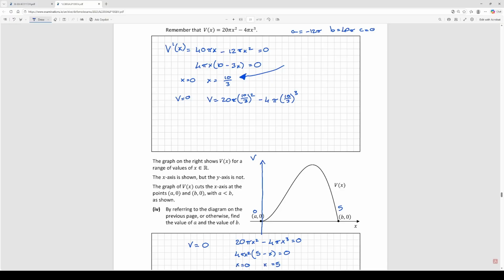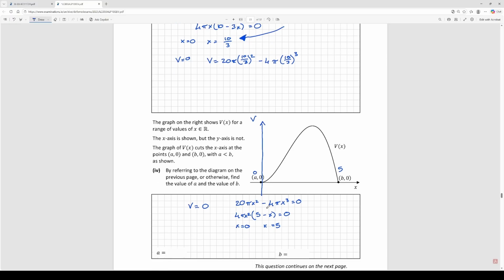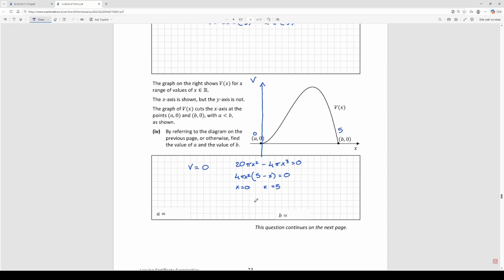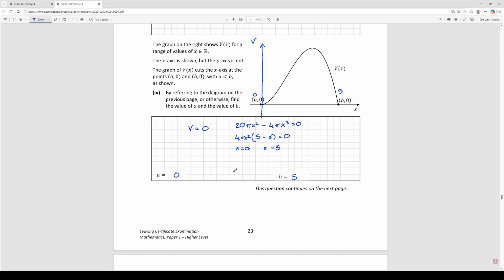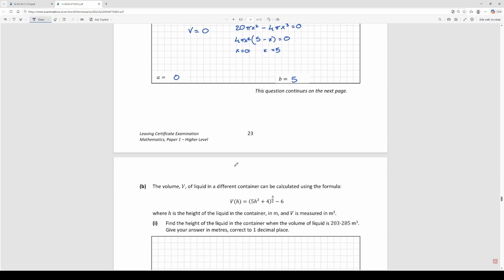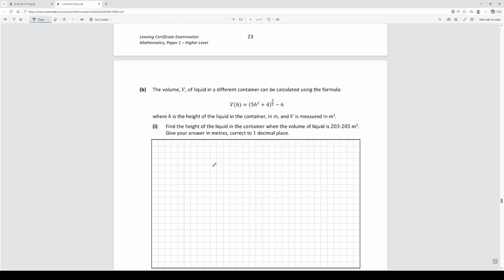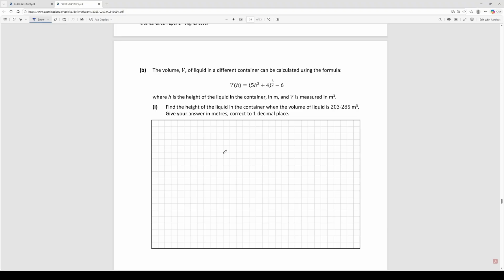Okay. So you could have used maths like I just did here, or you could have used the diagram beforehand. And the diagram is just that, obviously if you make x too big, you'll run out of metal or whatever it was. Volume for a different container can be calculated using this formula, where h is the height of the liquid in the container in meters and v is measured in meters cubed. Find the height of the liquid of the container when the volume of the liquid is 203.285 meters cubed.